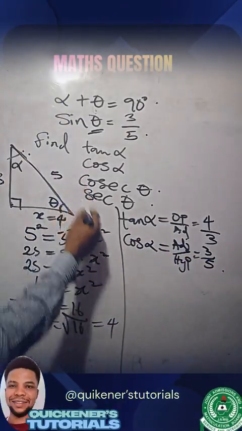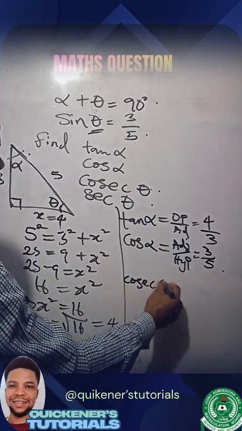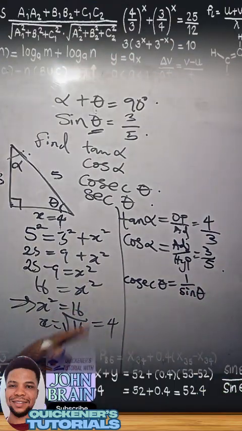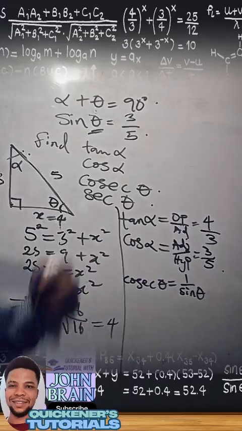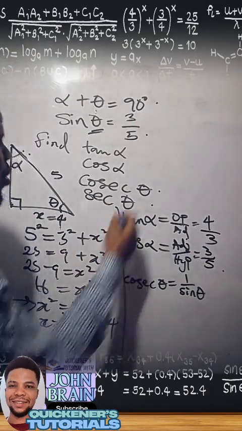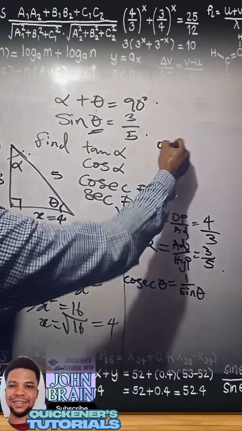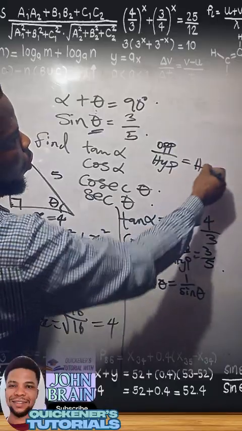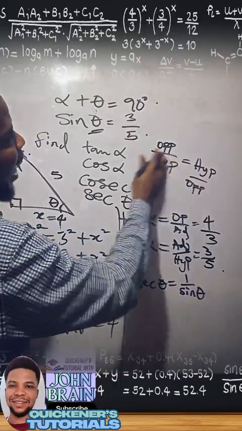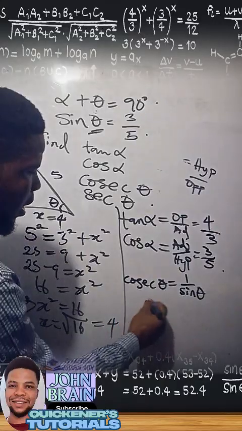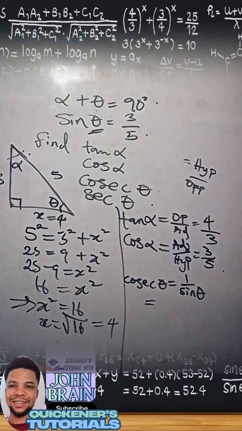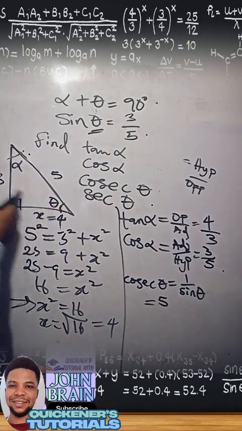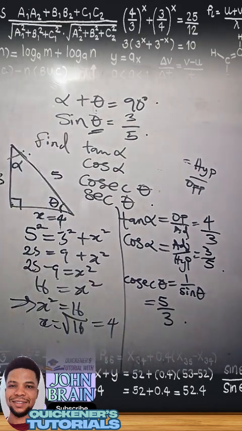Now the next one, cosec. Cosec theta is 1 over sin theta. I introduced it earlier. So that is the inverse. If sin theta is opposite over hypotenuse, cosec will be hypotenuse over opposite. So where is the hypotenuse? This is 5. 5 over opposite. What is opposite? 3. So 5 over 3. Can you see that?